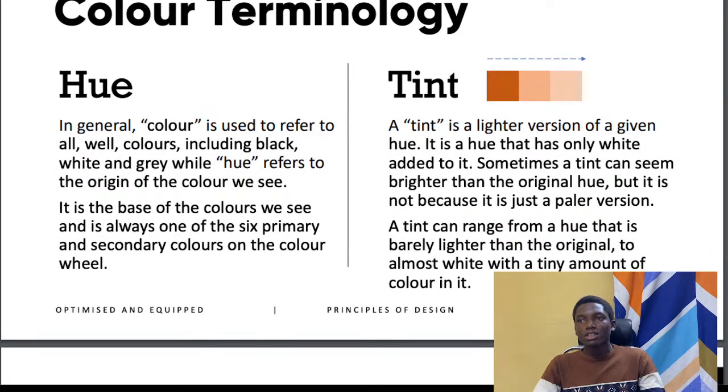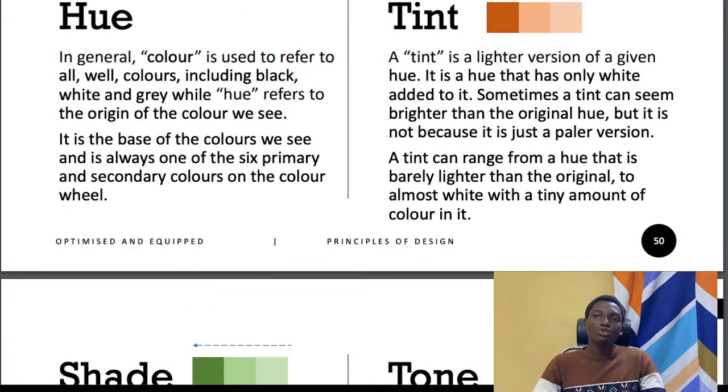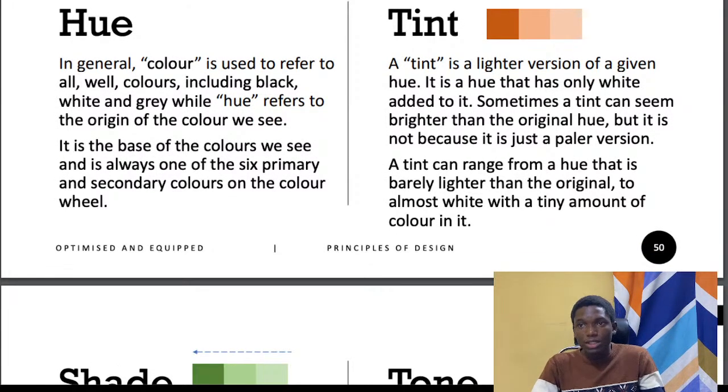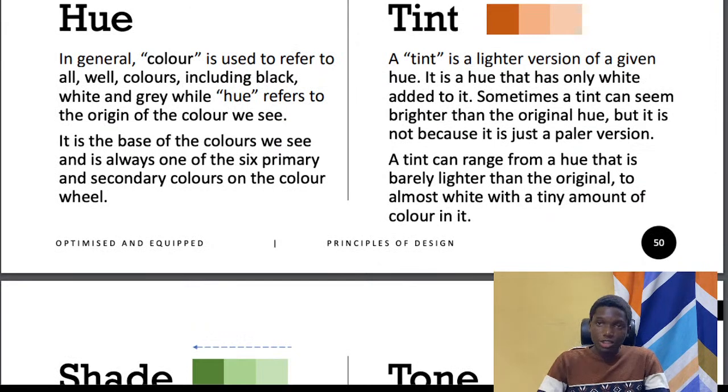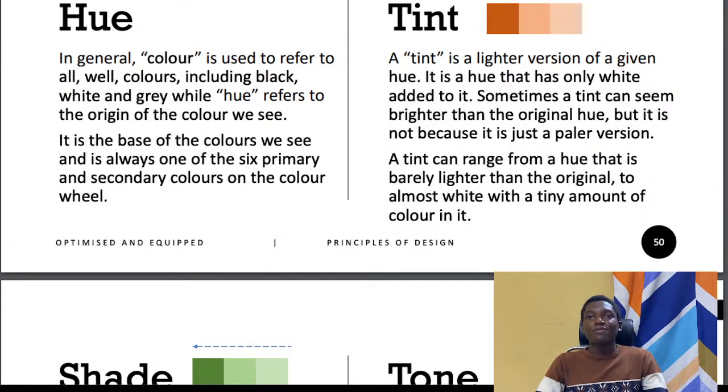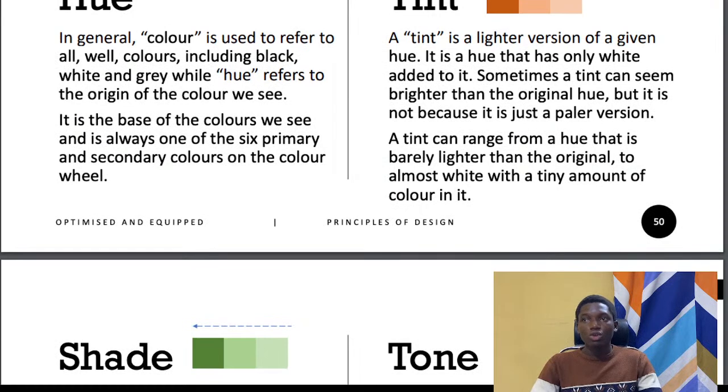Then let us talk about the color terminology that is created here. We have the tint, we have the hue, and the hue in general is used to refer to all colors, including every kind of color. It is used to generally term colors. So if you are talking about the hue, it means you are talking about colors in general.